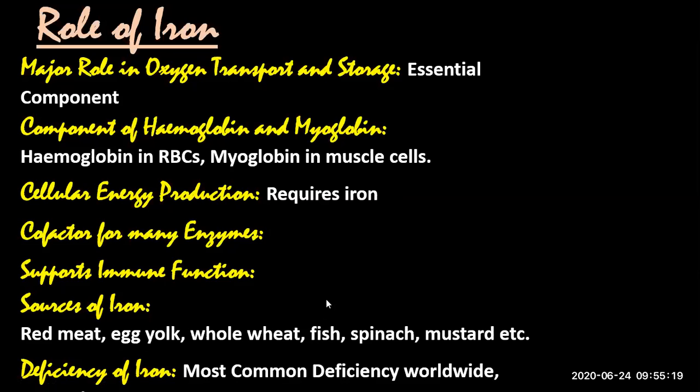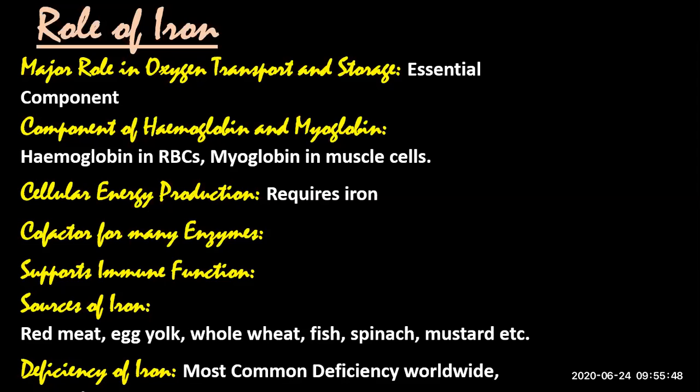We can get it especially from red meat. It's a very good source of iron, and also egg yolk, whole wheat, fish, spinach, and mustard. Among plants, spinach is a very good source of iron, and in animals, red meat is a very good source of iron. But I have learned during all this process of having my family that we get a good source of iron from animal sources.